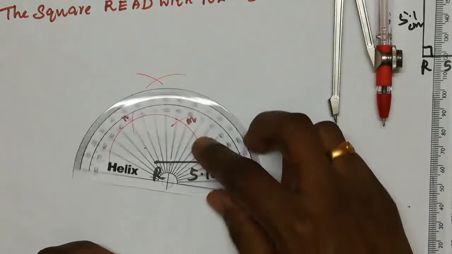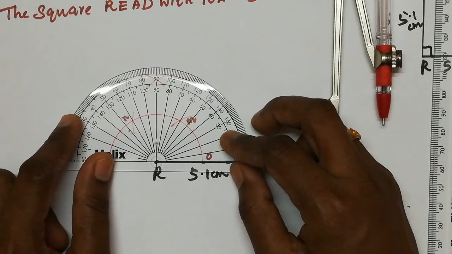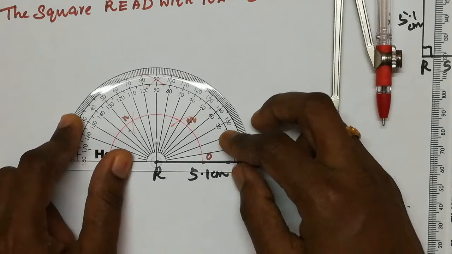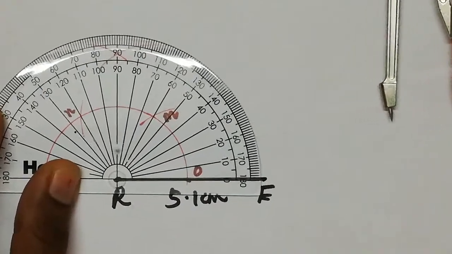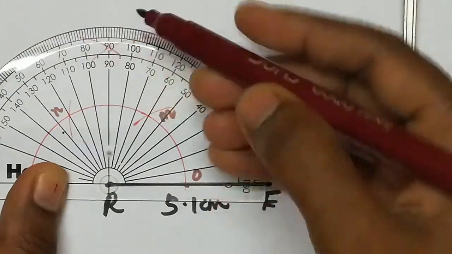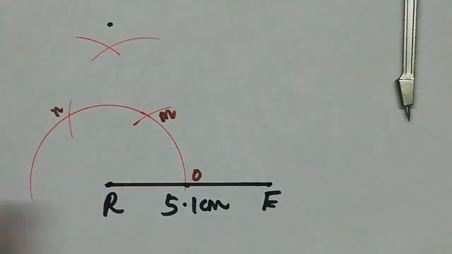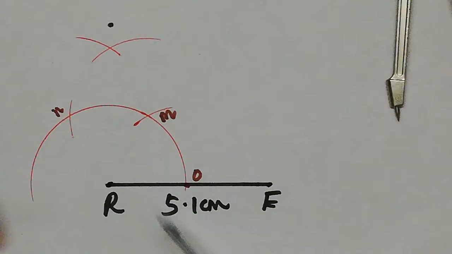We can check it. Is it 90 degrees or what? Yes. Can you see this one? This is the cut. So this is the 90 degrees. We can point here, 90 degrees. Now we can join this 90 degree point.